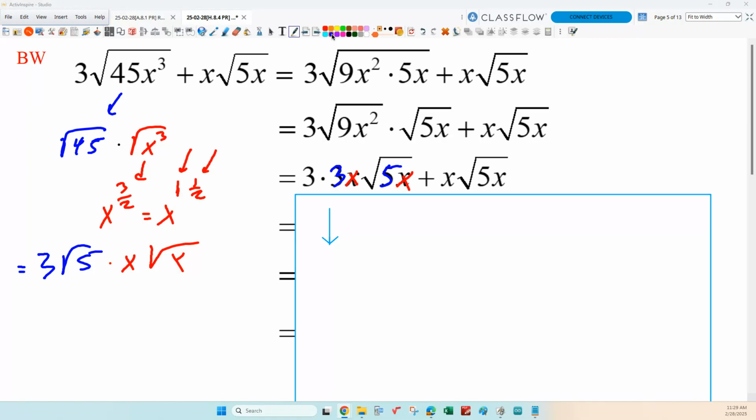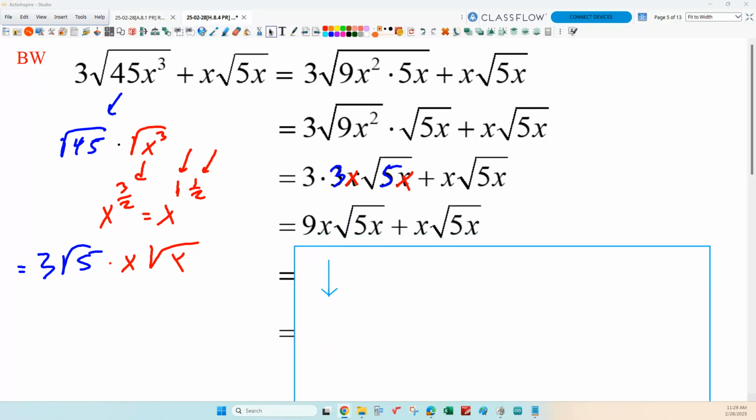Okay. And now we do have some like radicals. I have square roots of 5x, right? So I've got 9x times the square root of 5x plus x times the square root of 5x. So how many square roots of 5x do we have?